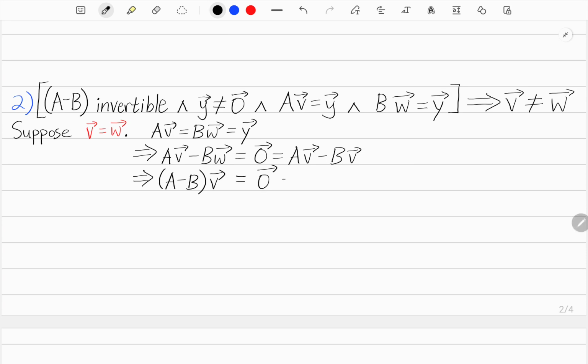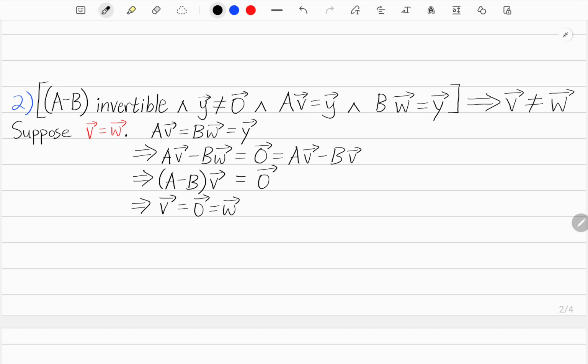So we have that A minus B cannot be the 0 matrix. That means V is the 0 column vector, right? That makes sense, right? A square matrix times the 0 column vector gives you back the 0 column vector. So if V is equal to 0, that means W is also equal to 0.